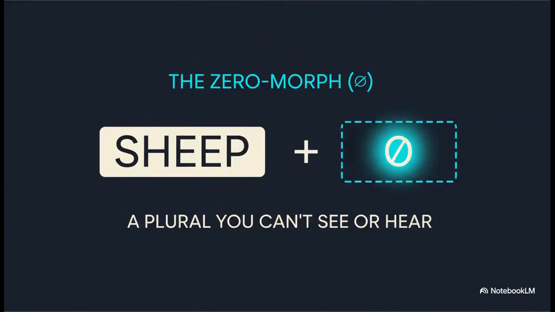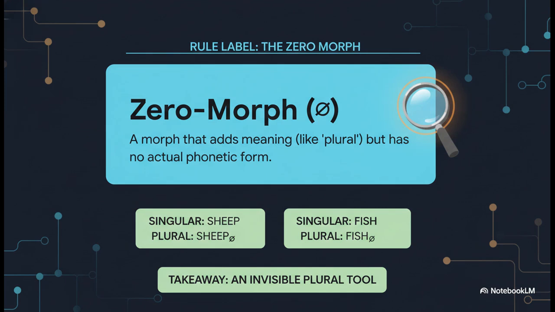And this is where things get so cool. Linguists figured out this truly brilliant solution. They say we are still adding a plural morpheme to sheep, but it's a morph with no sound and no letters. It's an invisible plural, represented by this symbol, the zero symbol. This is called a zeromorph. And it's a really powerful idea, right? It's a morph that carries the full meaning of plural, but it has no physical form. It's just another allomorph in our plural toolkit. It just happens to be the invisible one.